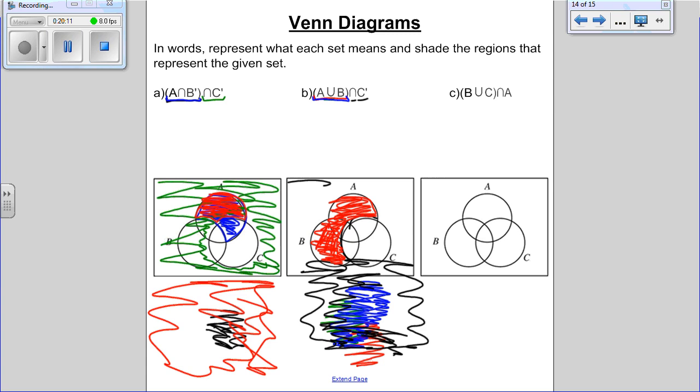Okay, see if you can figure out the right area it's asking for in C. So give that one a shot. I'll shade in where the right answer is, and you see if you can work your way towards that proper answer.